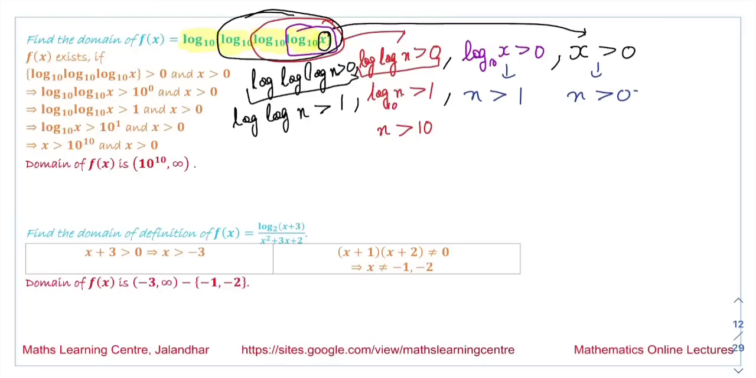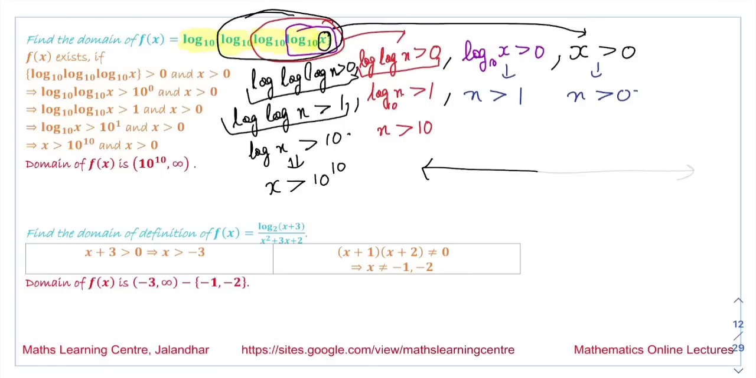Now from this condition we are getting that log x is greater than 10, and this implies that x is greater than 10 raised to the power 10. So the common conditions we are getting: if we draw the number line over here, it is 0. Suppose this is the point 1, this is the point 10, and this is 10 raised to the power 10. We are saying x is greater than 0. So these are the points we are talking about.